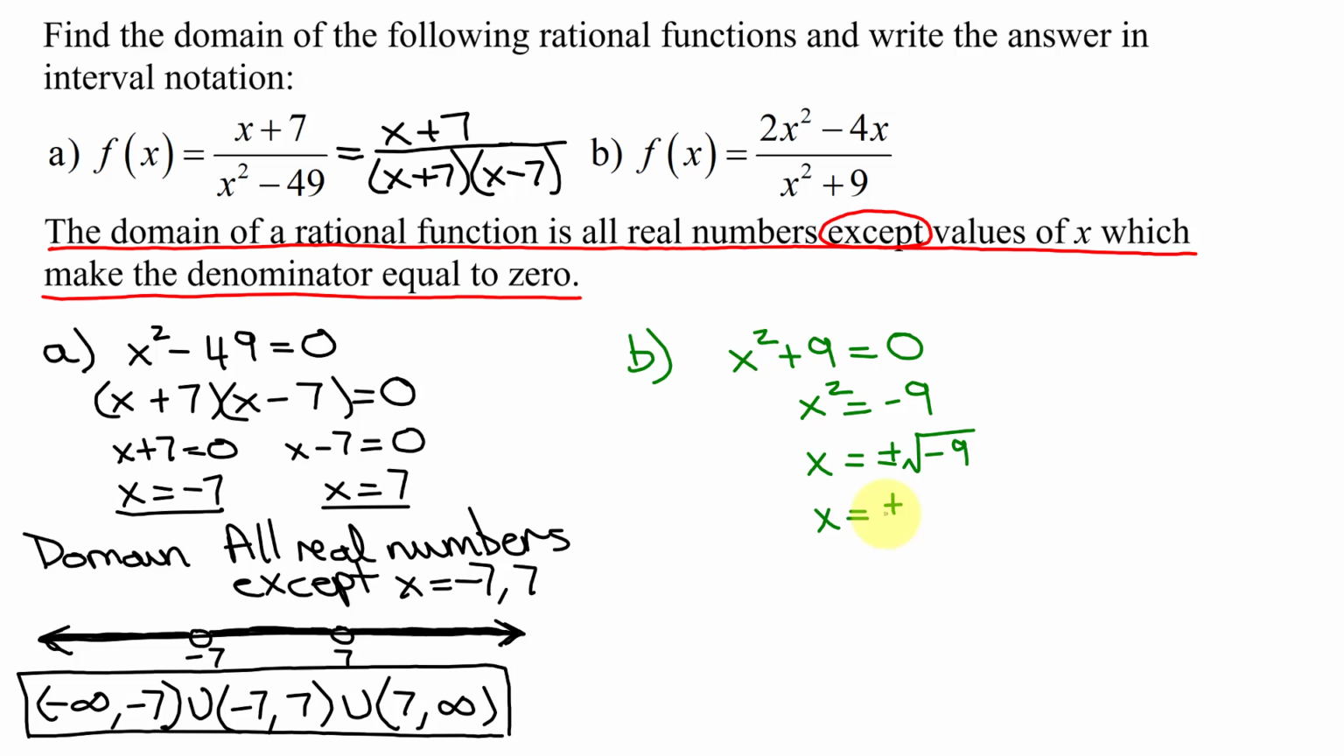So x equals plus or minus, what's the square root of a negative number? It's an imaginary number. So the square root of negative 9 is 3i. So I have the values x equals plus or minus 3i, but these are not real numbers. These are imaginary numbers. So I don't have any real numbers to throw out of the domain. So my domain in this case is going to be all real numbers.